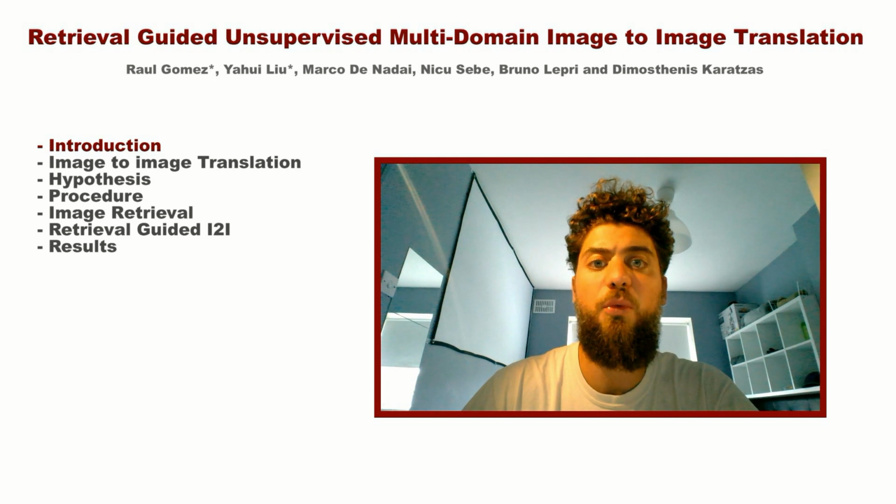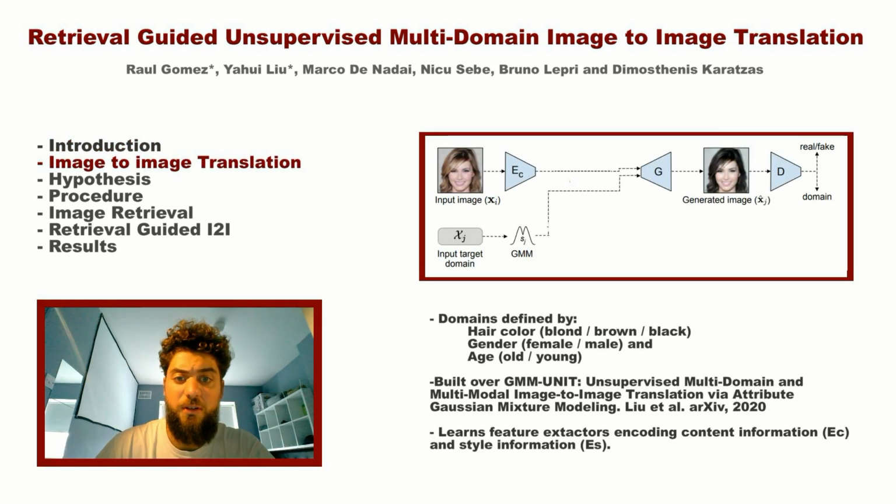In this work, we propose to use an image retrieval system to boost the performance of an unsupervised image-to-image translation system. The goal of the image-to-image translation system is to generate images similar to an input image but in another domain, that is, with different attributes. It is unsupervised because it does not need paired data between domains to be trained.